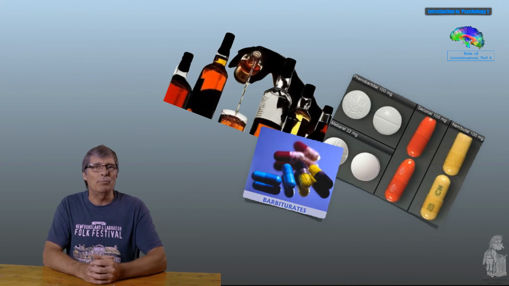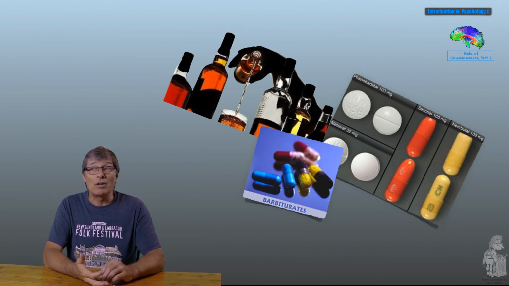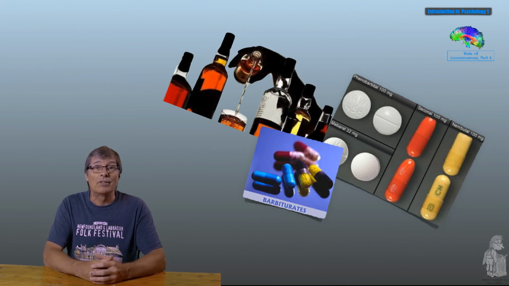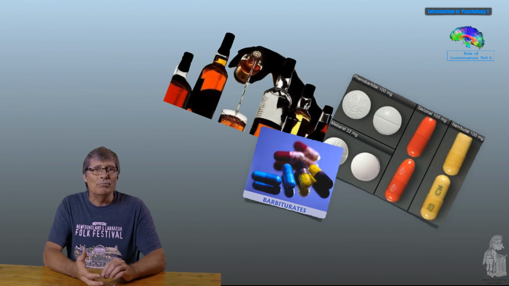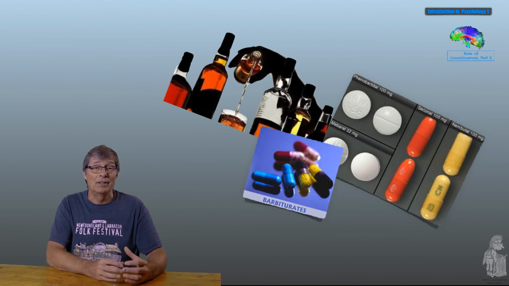Barbiturates act as sleeping pills. Excessive use can lead to memory impairments. Alcohol and barbiturates, taken together, can be fatal. Narcotics, which include opium, codeine, morphine, and heroin, have both pain-relieving and calming effects.